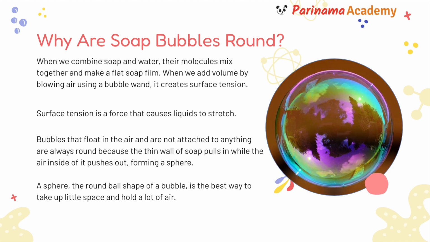When we combine soap and water, their molecules mix together and make a flat soap film. When we add volume by blowing air using a bubble wand, it creates surface tension. Surface tension is a force that causes liquids to stretch. Bubbles that float in the air and are not attached to anything are always round because the thin wall of soap pulls in while the air inside of it pushes out, forming a sphere. A sphere, the round ball shape of a bubble, is the best way to take up little space and hold a lot of air.